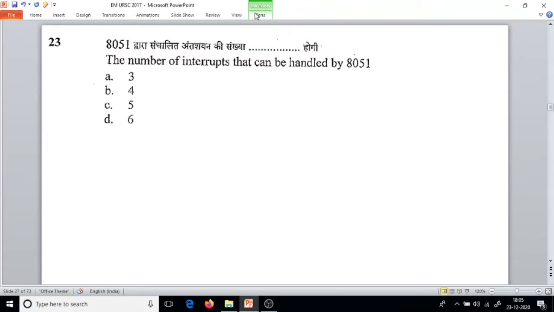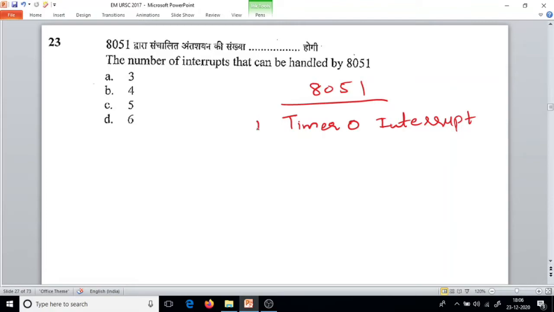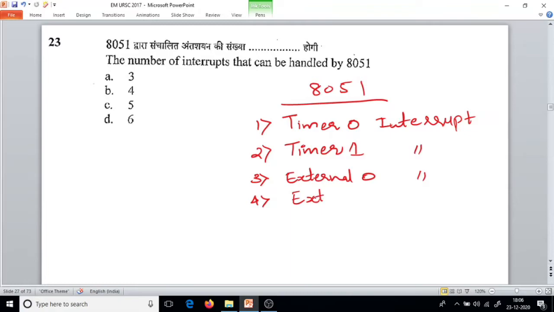Question number 23. The number of interrupts that can be handled by 8051. The 8051 has mainly the timer 0 interrupt, that's the first one. Second is the timer 1 interrupt, since the basic 8051 has two timers. Then it has the external 0 interrupt, and the external 1 interrupt also.